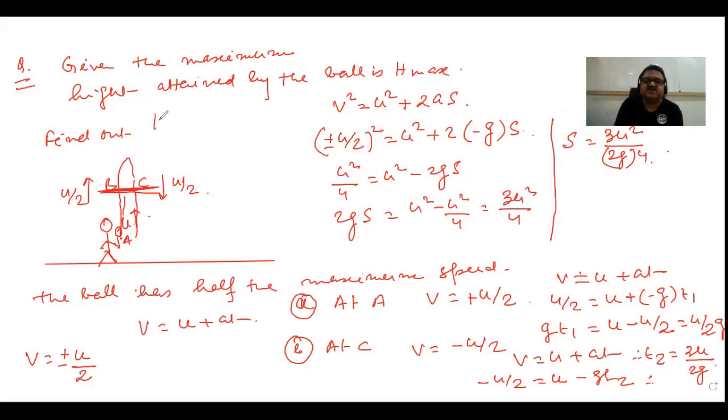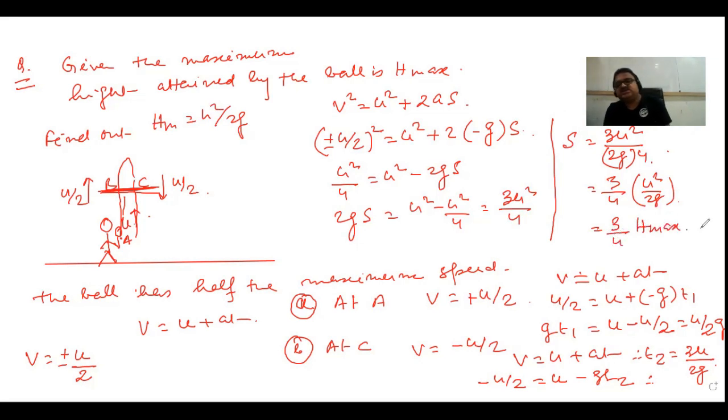We know h max equals u square by 2g. So we can write it like this: 3 by 4 u square by 2g, and that is nothing but 3 by 4 h max. Okay, so this is the technique of solving this sum, correct? So let me show you another problem related to this motion, correct? Okay. Let me clear it first.